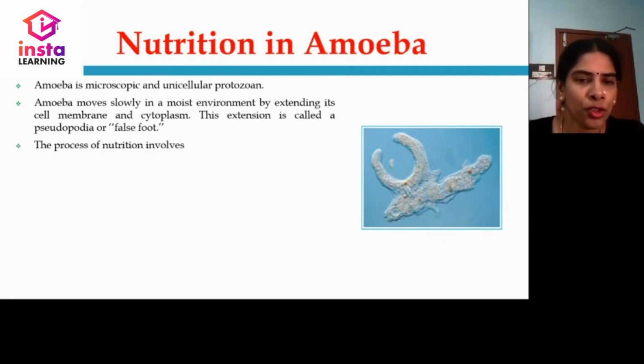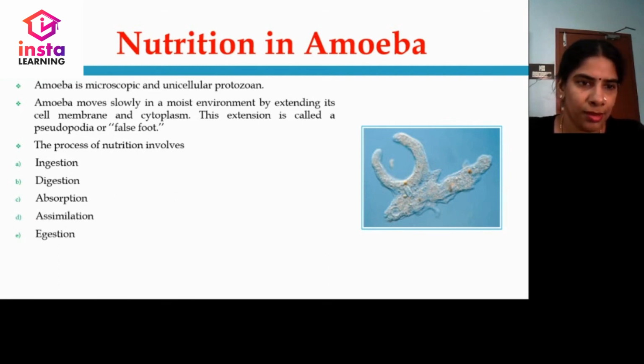The process of nutrition involves ingestion, digestion, absorption, assimilation, egestion. So, the process of nutrition in amoeba takes place by ingestion, digestion, absorption, assimilation and egestion.